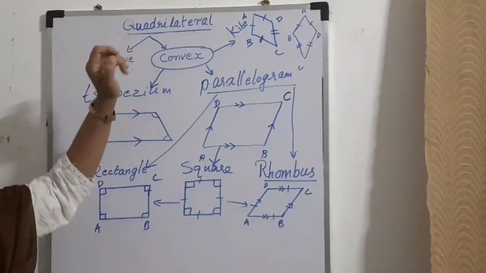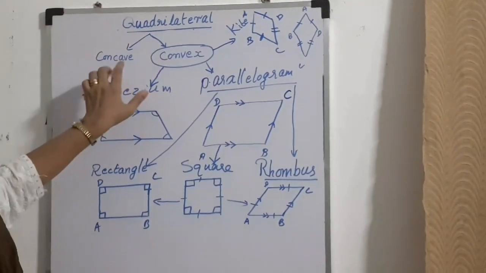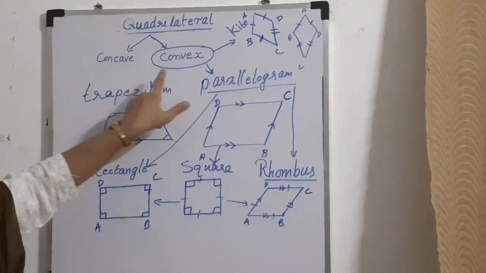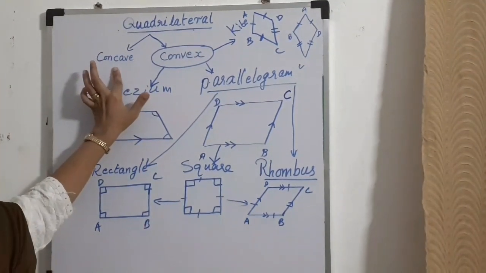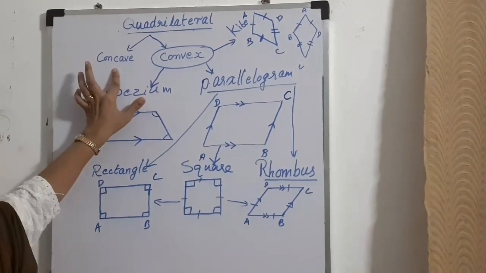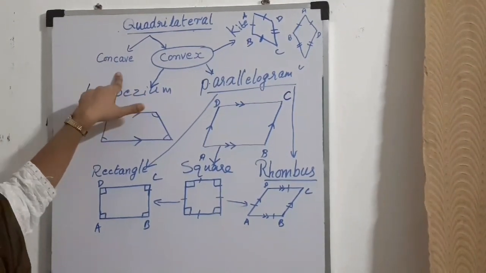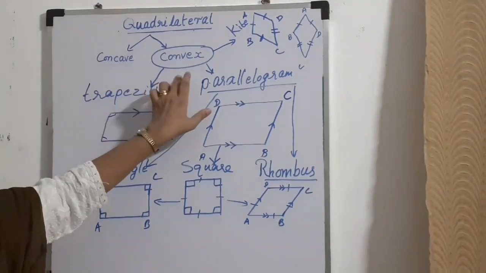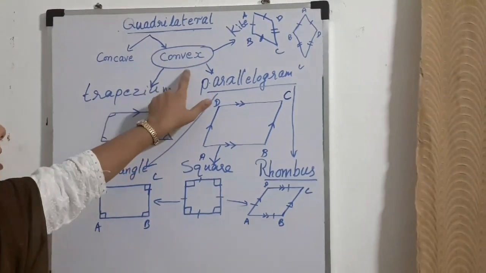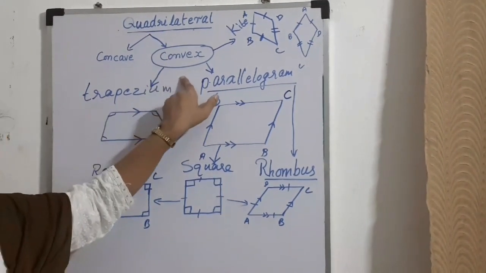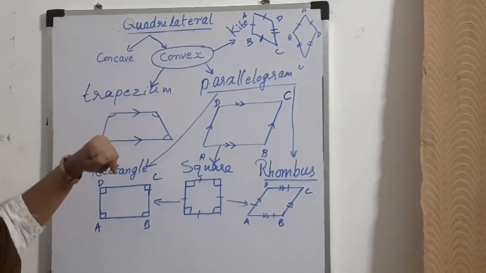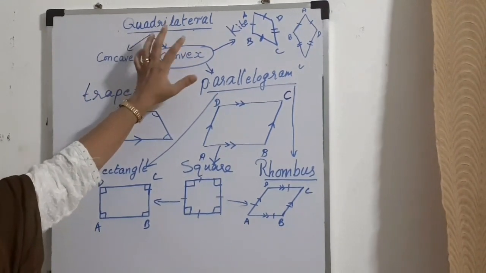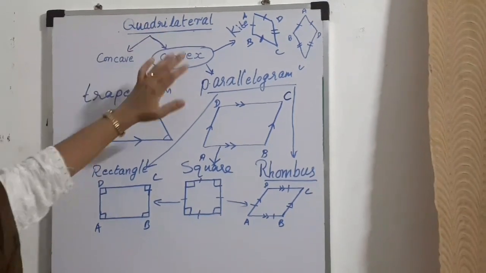Okay. So again, once again recalling, quadrilateral is divided into two, concave and convex. Concave means in a quadrilateral, if one angle is more than 180 degrees, it is called a concave quadrilateral. And if all the angles are less than 180 degrees, we will call that a convex quadrilateral. Convex quadrilateral is again divided. Now we are focusing only on the convex quadrilateral this time.